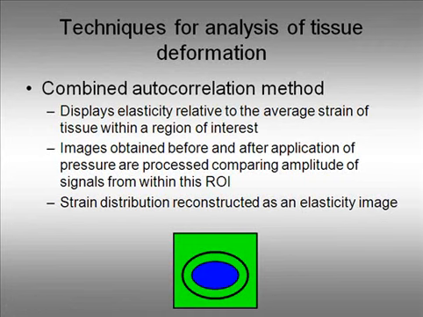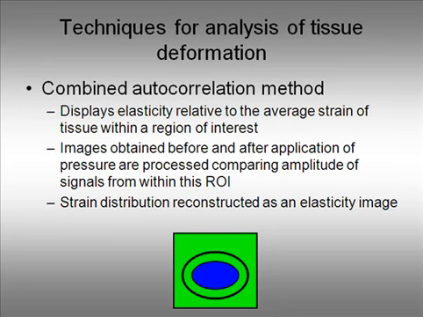Now, the other widely used method for analysis of tissue deformation with static elastography is called the combined autocorrelation method, and this is what's available on some manufacturers' equipment. This method displays a color map of elasticity relative to the average strain of the lesion against background tissue.